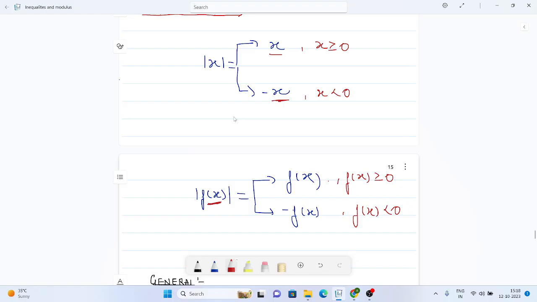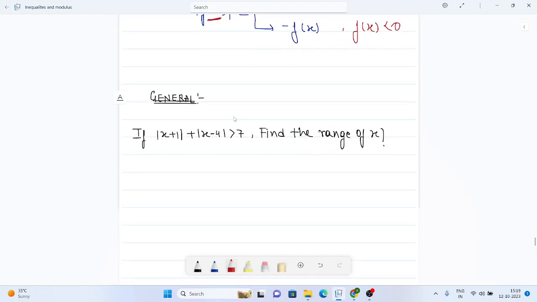Done? Note it down. Then this is the last question. Here we also see the critical point. What is the critical point? So how do we solve it if this question comes in the paper? This is the last wave question which they ask, and it is also a lengthy one. So if mod x plus 1 plus mod x minus 4 is greater than 7, then find the range of x. First you understand, you have to find the critical point. And what is a critical point? Basically a critical point is nothing.